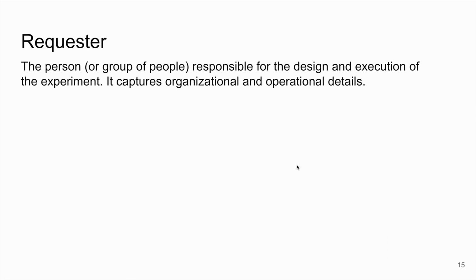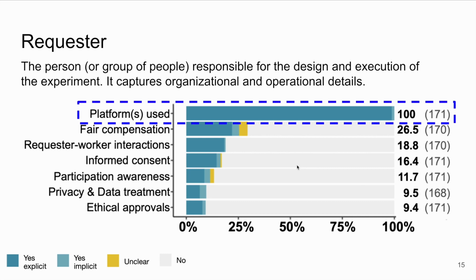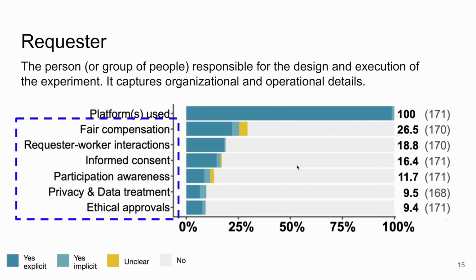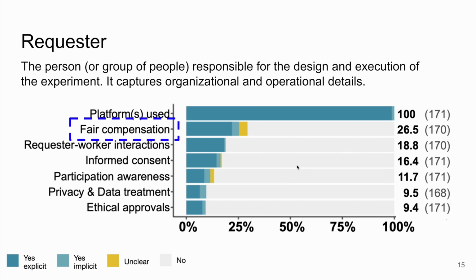Finally, the requester dimension refers to the person or group of people responsible for the design and execution of the experiment. This dimension aims to convey organizational and operational details about the experiment. Intuitively, all the papers reported the crowdsourcing platform used for the study, but they all failed to address the rest of the attributes. As can be noticed, most of these underreported attributes relate to the ethics of the experiment. For example, whether the compensation was fair and met at least a minimum hourly wage.